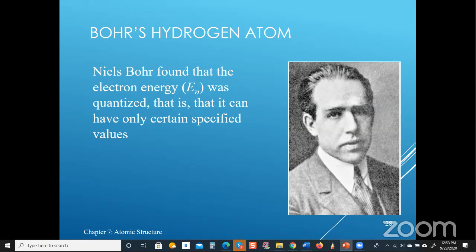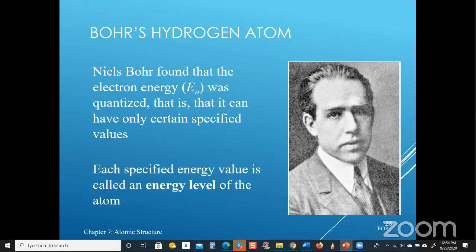And this guy, Niels Bohr, he did some theoretical work, and he found out that the electron energy in an atom is quantized. And what does that mean? That means that the energy of the electron in the atom can have only certain specific values. All right, so while the electron is in an atom, its energy cannot be changed continuously. It will have certain fixed values. So Bohr came up with a model. Oh, and by the way, the specified energy value is called the energy level of the atom.